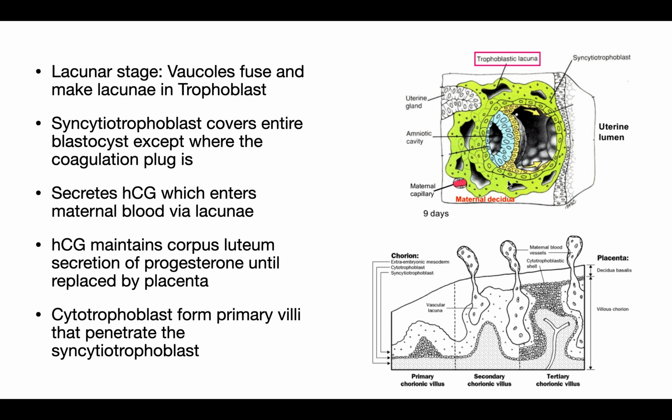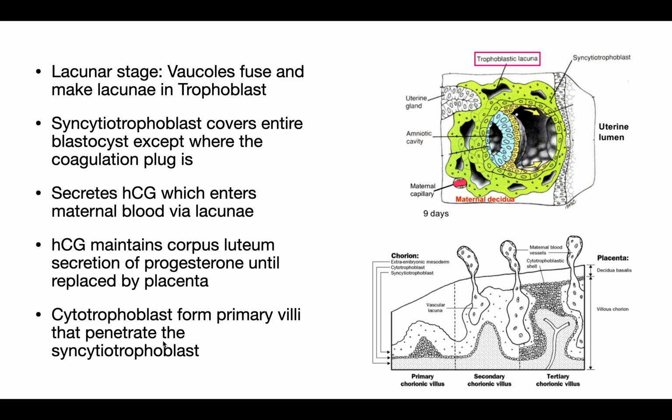These layers secrete the human chorionic gonadotropin hormone, HCG, which enters the maternal blood via the lacuna. So it secretes it, goes into the lacuna, and then from there it interacts with maternal blood. The HCG will maintain the corpus luteum secretion of progesterone, which will, of course, maintain the endometrium so it doesn't signal the maternal hormones to start menses. The secretion will be prolonged until it is permanently replaced by the placenta.